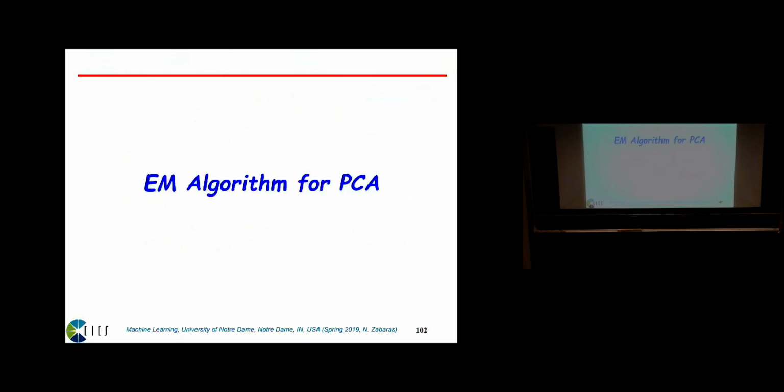So can we do expectation maximization for this problem? Can someone in a few lines tell me what expectation maximization is, so we can see how we can apply it?